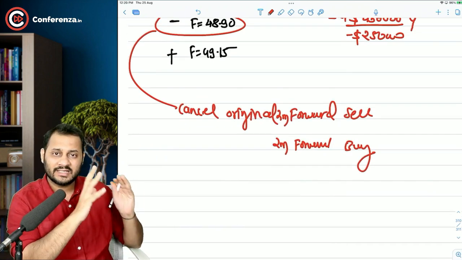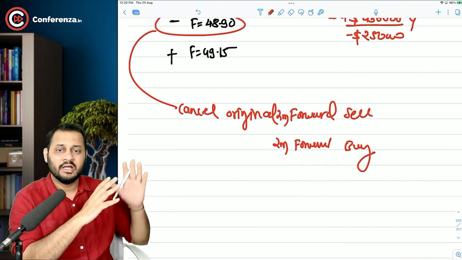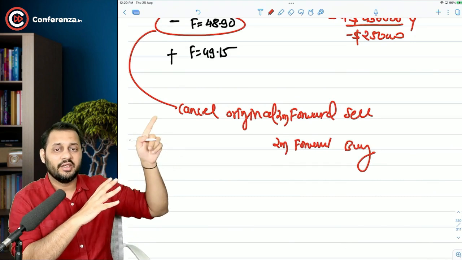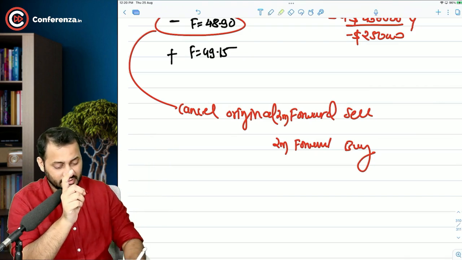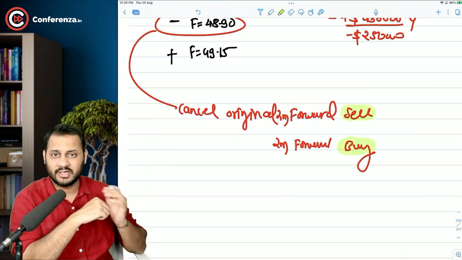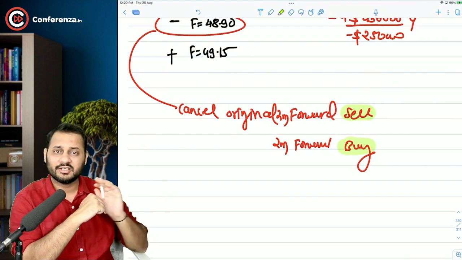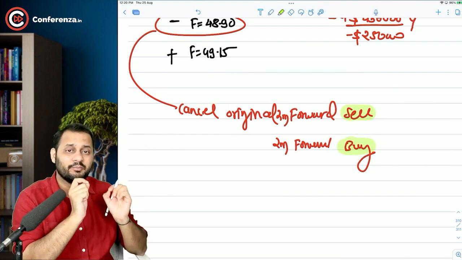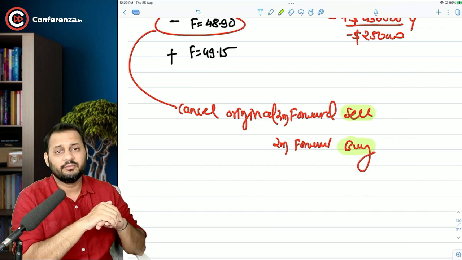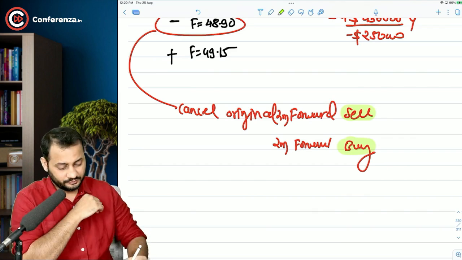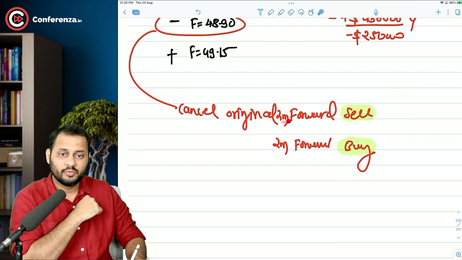We will learn about the cancellation of the forward contract later on, but this is the starting point. If you want to cancel the original contract, take the exactly opposite contract. That means if you have a sell position, take a buy position. If you have a buy position, take a sell position. And understand that both the contracts should have a maturity of the same date. On the same date, both should be expiring. So from today, it's 2 months for this contract, and from today it's 2 months also for this contract. So, 2 months forward buy.